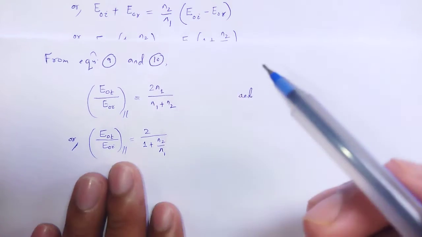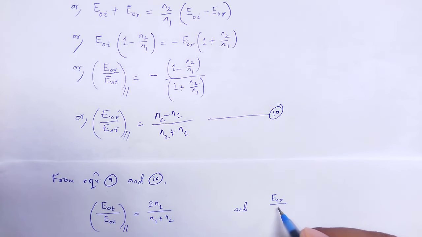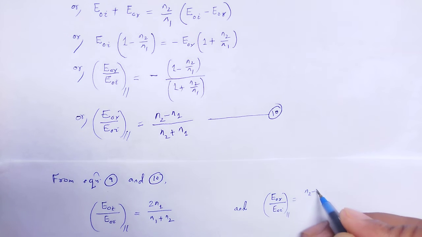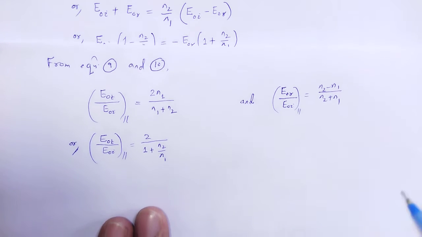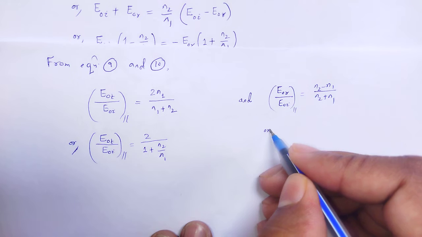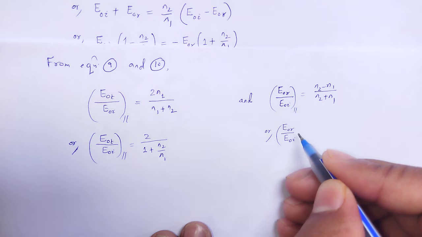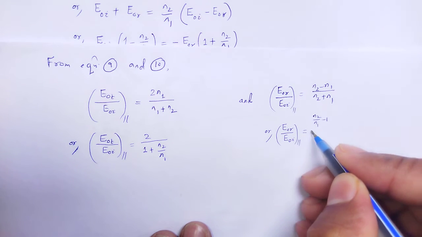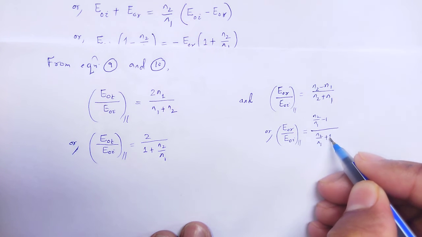and from equation number 10, that is E0R divided by E0I at parallel situation, N2 minus N1 divided by N2 plus N1, dividing N1 on both numerator and denominator side. So E0R divided by E0I at parallel, that is N2 by N1 minus 1 divided by N2 by N1 plus 1.